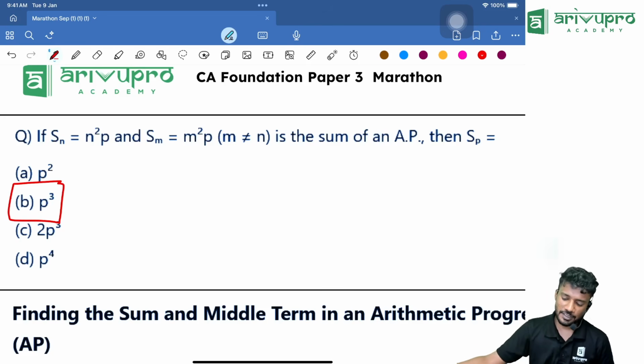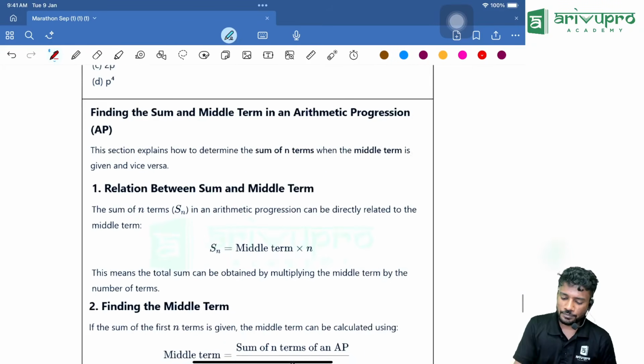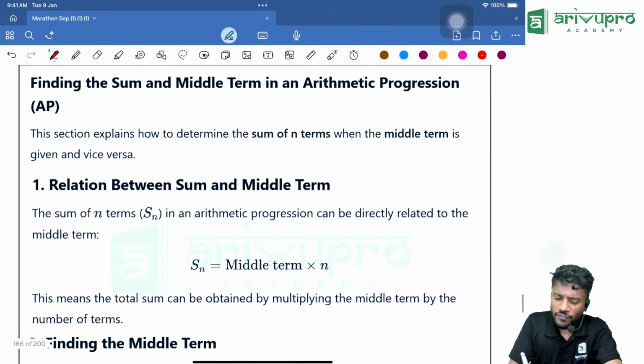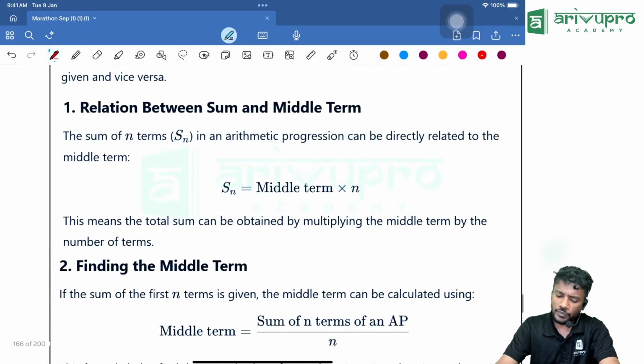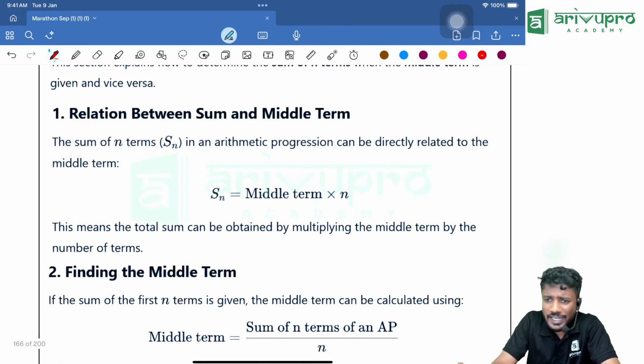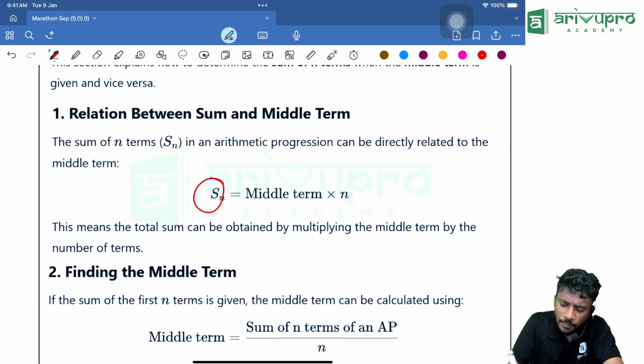Yes, likewise. Now, finding the sum when the middle term is given. So, if the middle term of an AP is given, then the sum is nothing but middle term into n. Now, I'll show you one example.